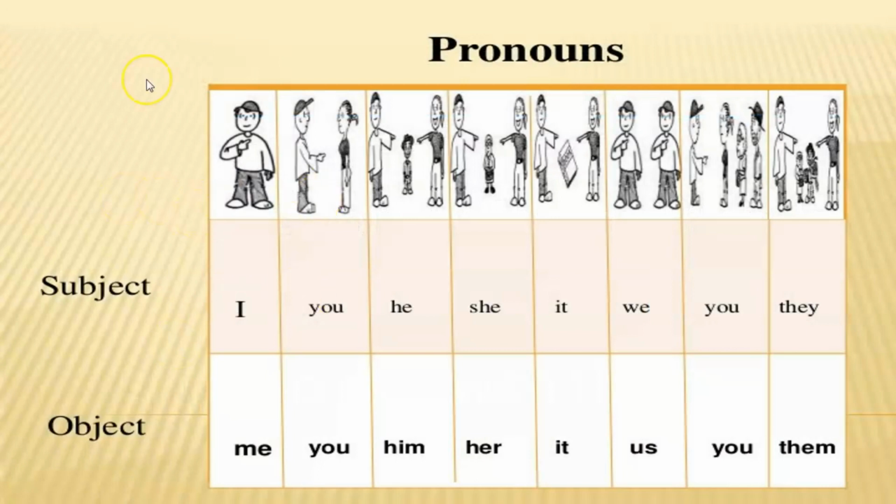Now in this video we're going to focus only on two types of pronouns, the subject pronouns and the object pronouns. So for the subject pronouns we have I, you, he, she, and it for the singular forms, and then we have we, you, they for the plural forms. Then in the object pronouns for I we have me, for you we have the same form, you, for he we have him, for she we have her, it has the same form, we is us, you has also the same form, and they we have them.